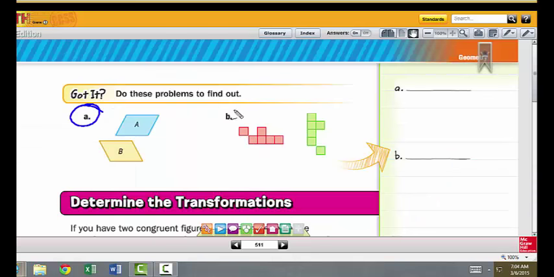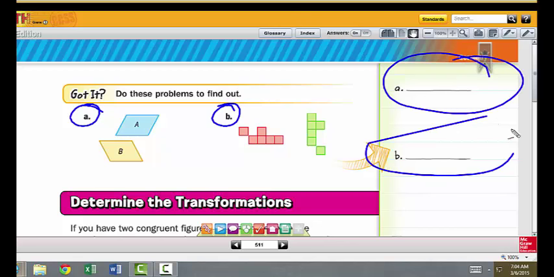Please press pause and do letters A and B. Make sure you tell the reasons and what transformations you used in order to get one of those congruent to the other or not congruent to the other.